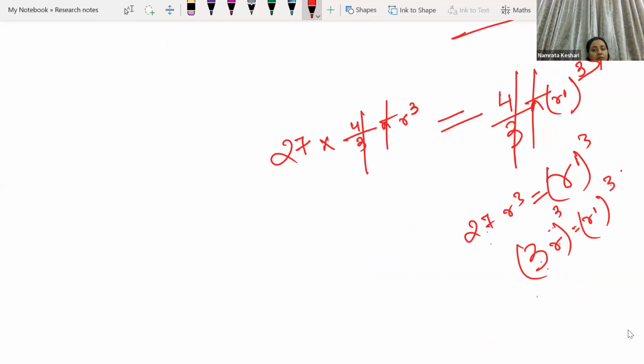Both sides have the same power, which means we can compare the bases. I'm not cancelling the power, I'm comparing the bases. Why? Because the power is the same. Getting it? Yes, ma'am. R dash is equal to 3R. Everyone got it? Anyone having any doubt over here?